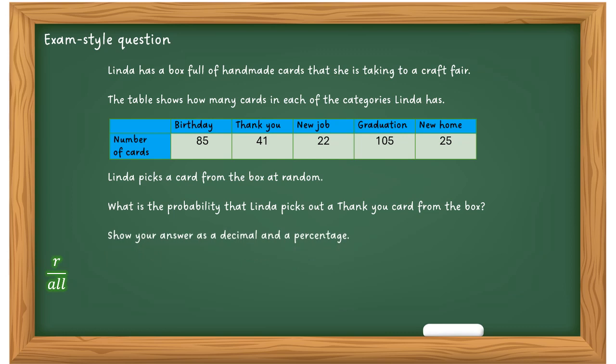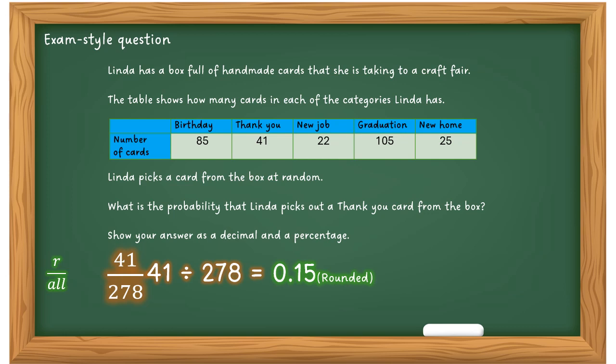So what you have to do is do the over-all fraction first. You can see that 41 is your top. There's 41 chances of you picking out a thank you card. And if you add up all the totals together, you can see it comes to 278. So you have a 41 in 278 chance. So that's your answer as a fraction. Now you convert it to a decimal just by dividing the top by the bottom, and that gives you 0.15, which has been rounded off. Then to convert it to a percentage, you just multiply by 100. And you can see you have a 15% chance of picking a thank you card from a total of 278 cards.